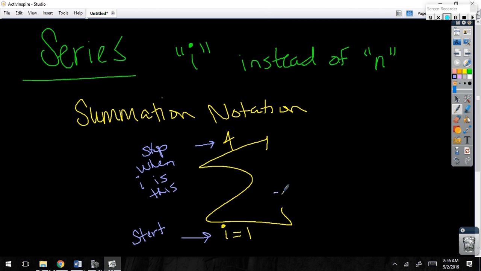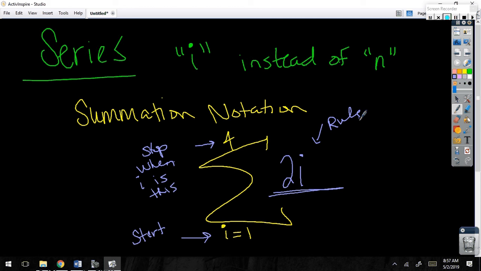And then the rule is going to go here. Okay, so maybe I have 2i. Okay, so that is my rule. So this is saying that this particular series, the rule is 2i. You want to start at 1, go to 4, and add them all together.